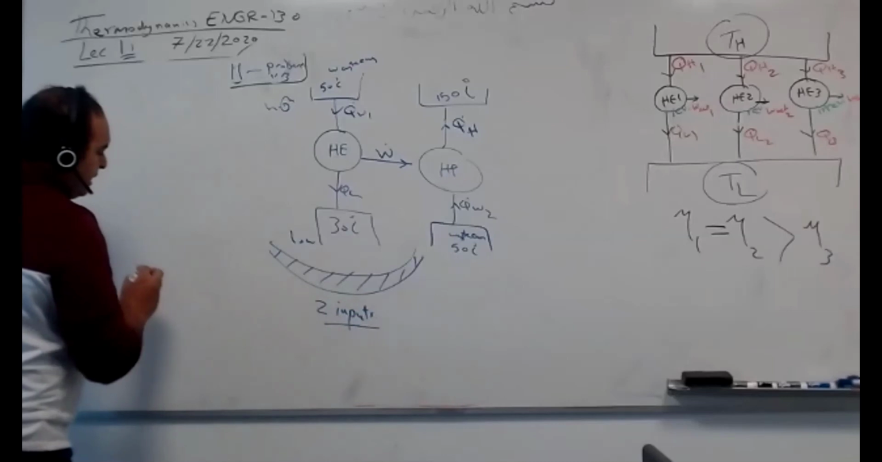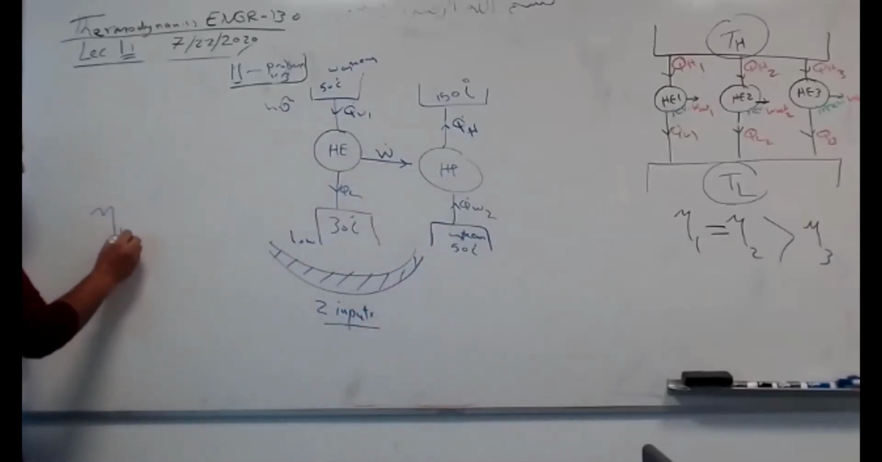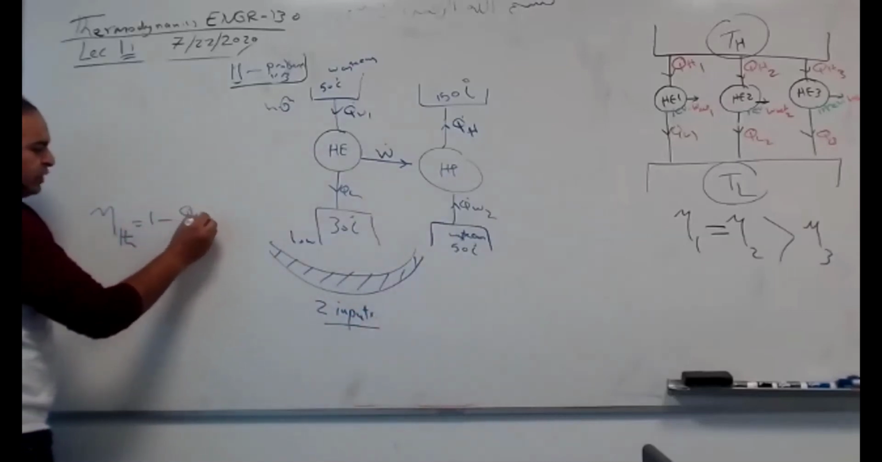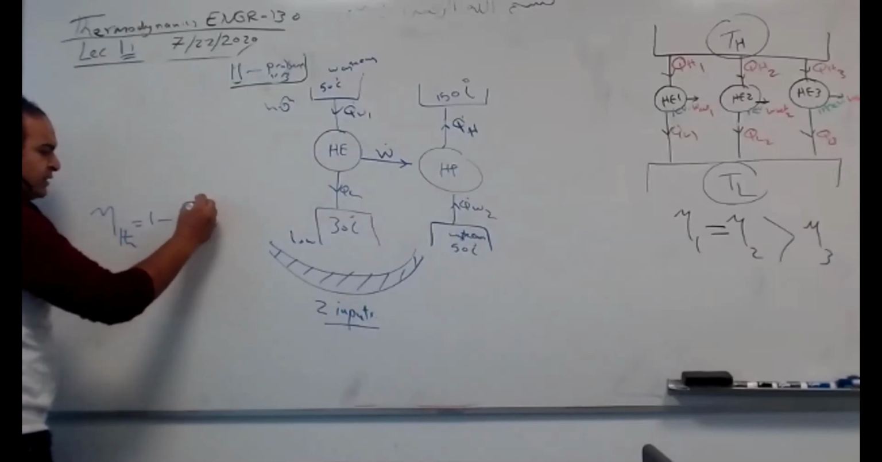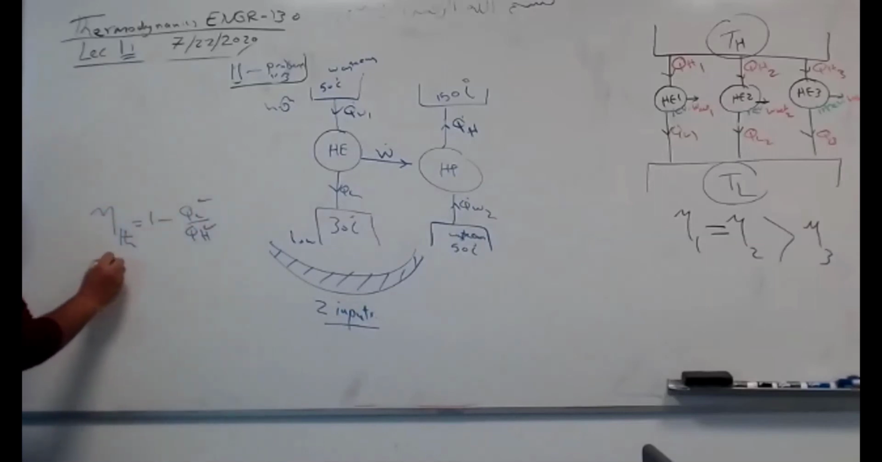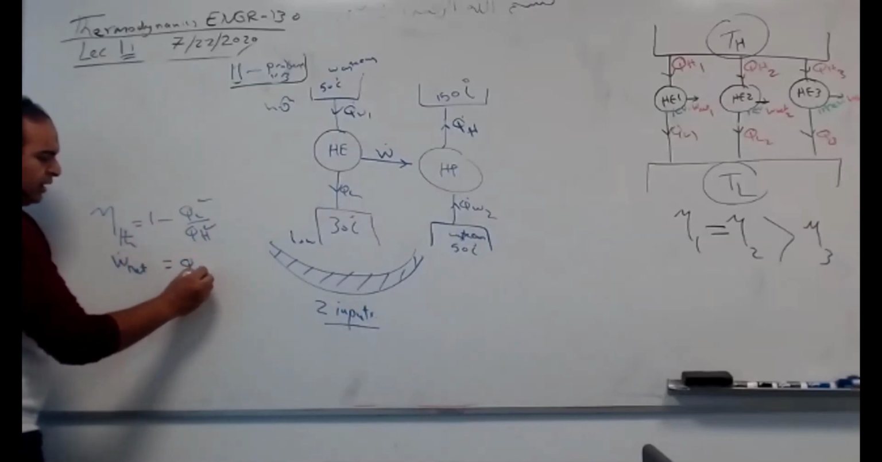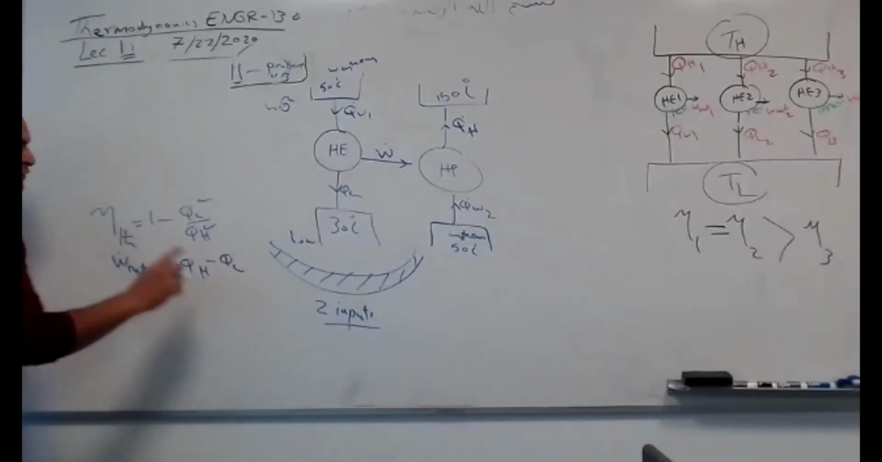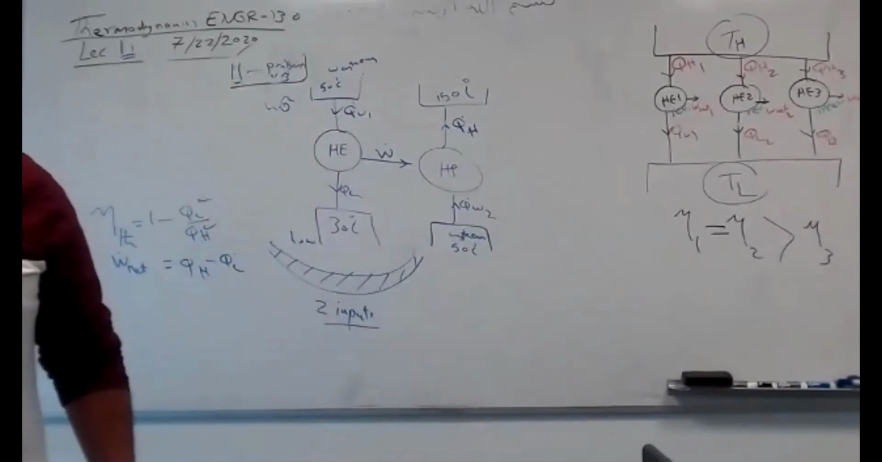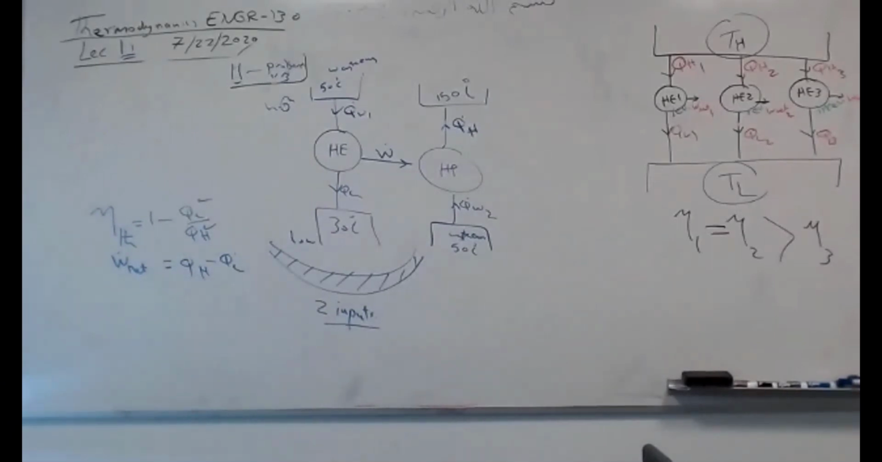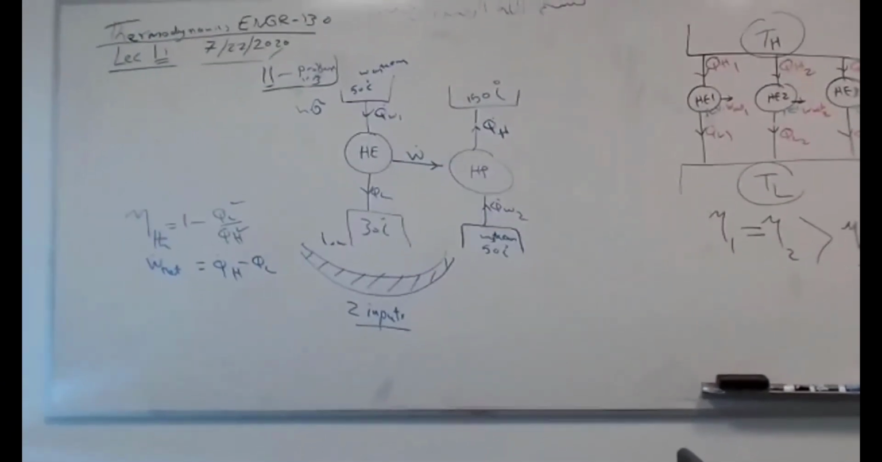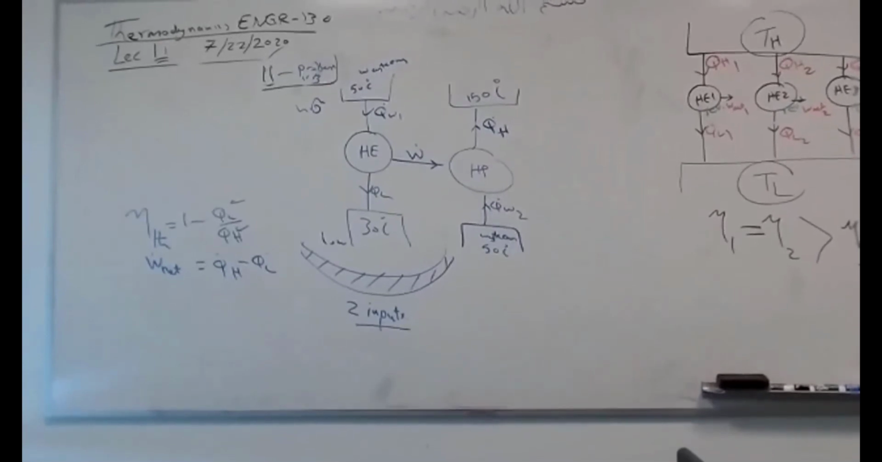For example, if you want thermal efficiency, it's 1 minus Q low over Q high. If you know two things, you get thermal efficiency. W net out, for example, is Q high minus Q low. So if you know two things about any engine, you are safe. If you know two things about any engine, you know everything about this engine.